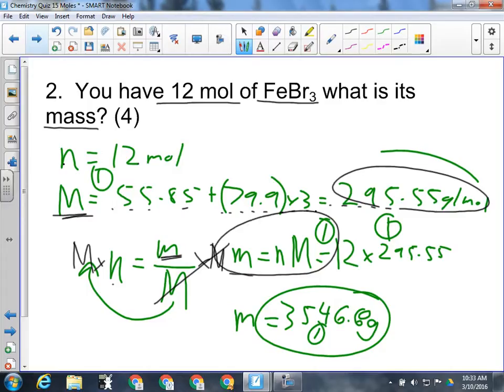So they have m equals n times big M, or big M times n, doesn't matter. And then a mark for plugging in the numbers: 12 moles times our molar mass, 295.55. A mark for that. And then a mark for the final answer, 3,546.60 grams. Make sure that they have units on that answer.